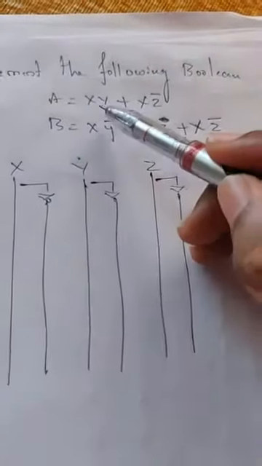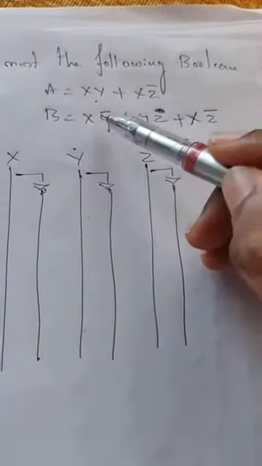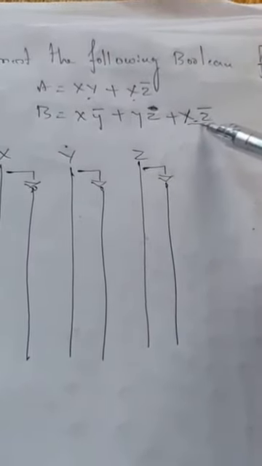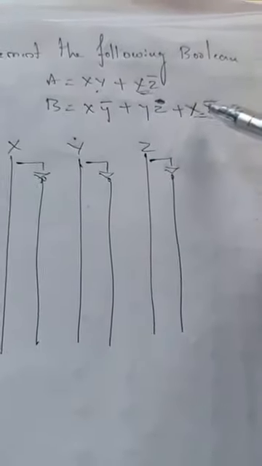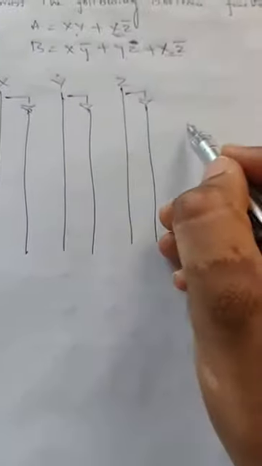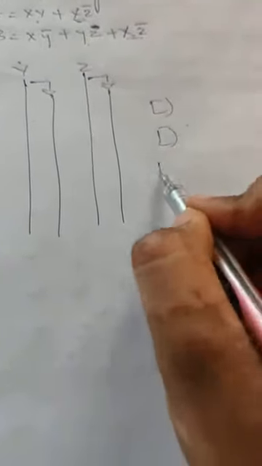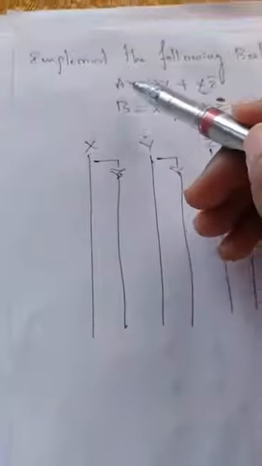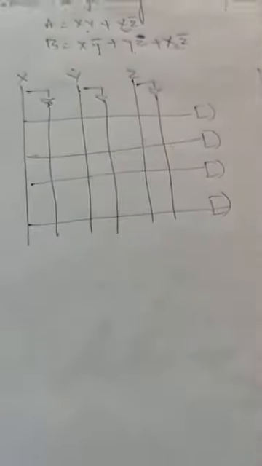So how many different products do we have? XY. Is there any XY again? No. XZ bar. Is there any XZ bar? Yes, we have XZ bar and XZ bar. We can take it as common. So both can be considered as 1, 2, 3, 4. So 4 different products we have. So write 4 AND gates. How many expressions are given? 2 expressions. So write 2 OR gates. So just a horizontal line.